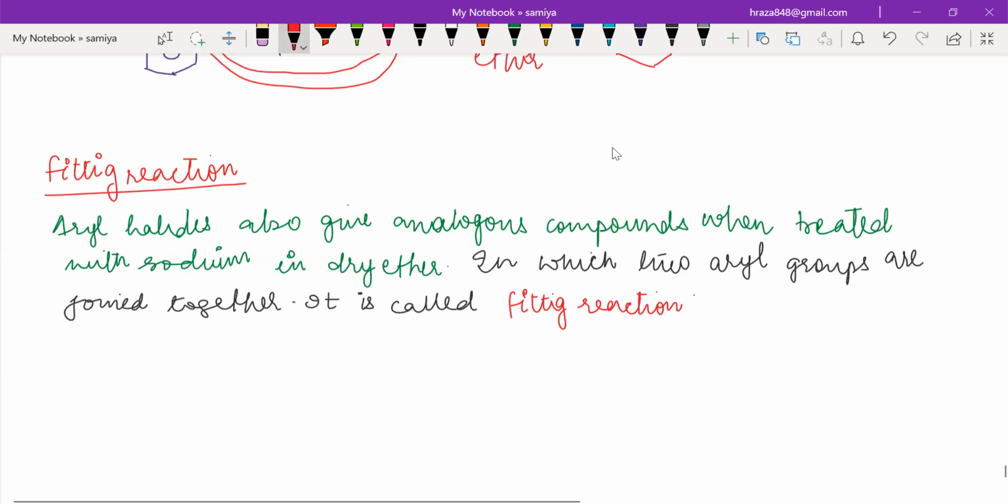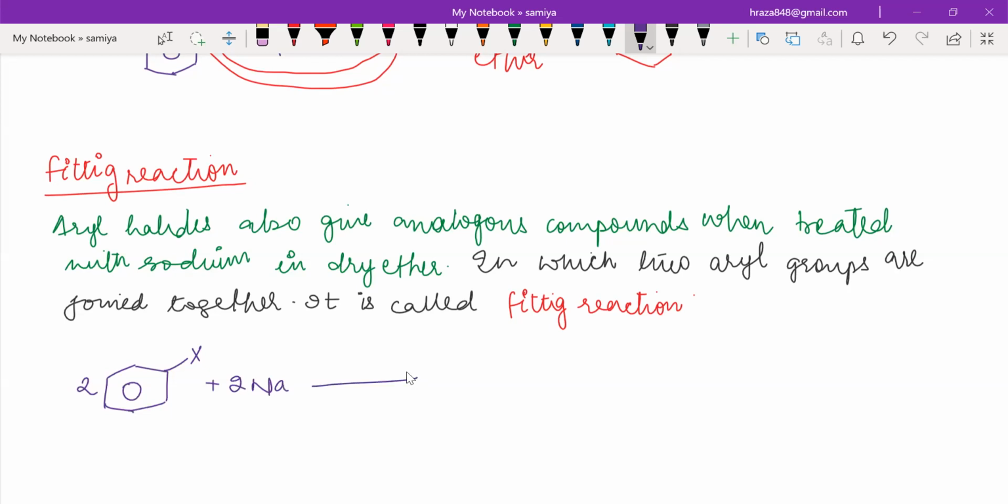It's very easy to understand. Wurtz reaction means alkyl halide. Fittig reaction means aryl halide reacting with sodium in the presence of dry ether. And Wurtz-Fittig reaction means alkyl halide and aryl halide reacting with each other in the presence of sodium and dry ether. So we are going to take 2 moles of this haloarene reacting with 2Na in the presence of dry ether.